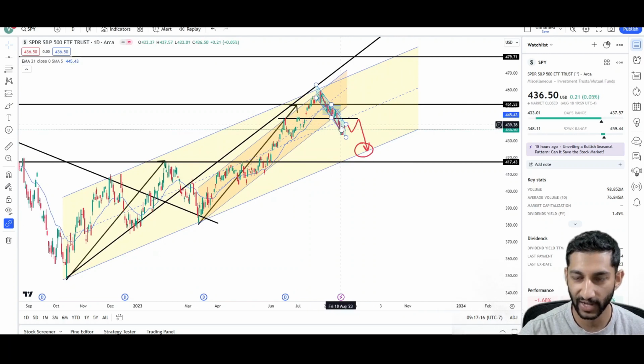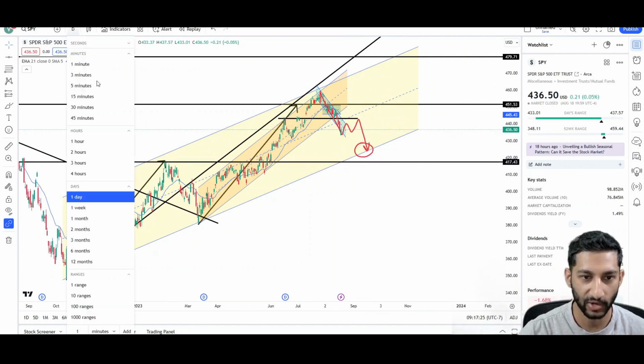Basically, we still continued down during last week. There's a good chance this week might be a relief rally, and then we'll probably still see another leg down. So that's how I'm looking at the SPY on the daily chart.